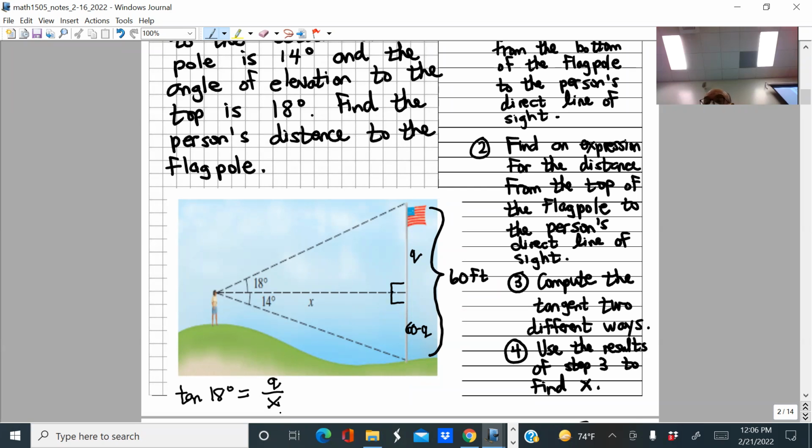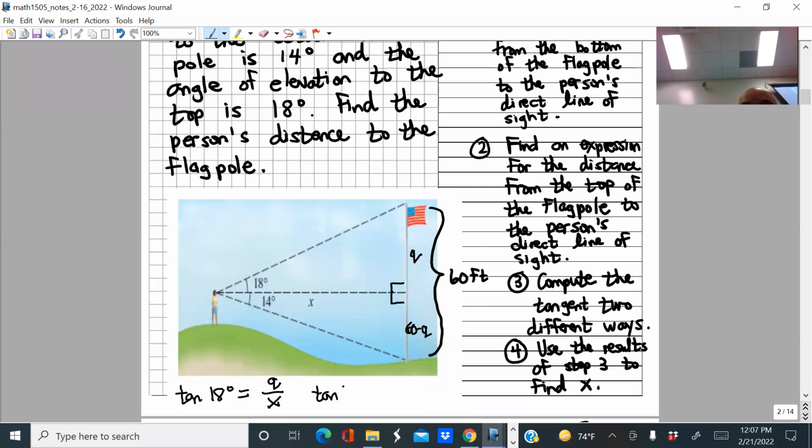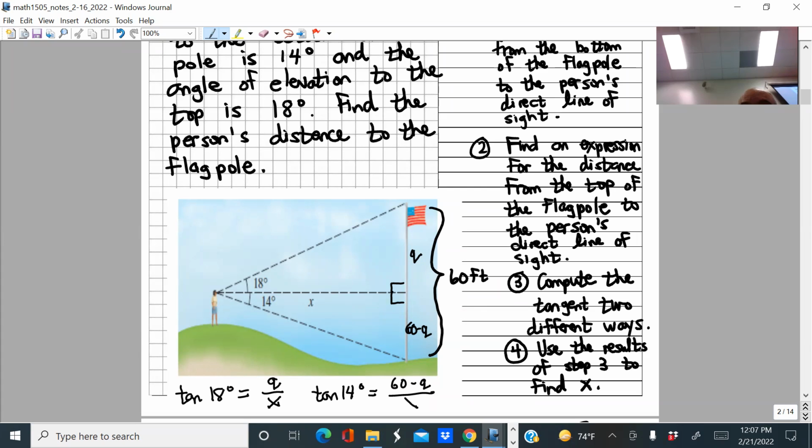All right. So we're still hard at work here, right, Christopher? Let's write down a similar equation for the bottom triangle. It's not going to be exactly the same, but similar. Can you tell me an equation similar to this for the bottom triangle? Tangent of 14 is equal to what? 60 minus Q over X. 60 minus Q over X.